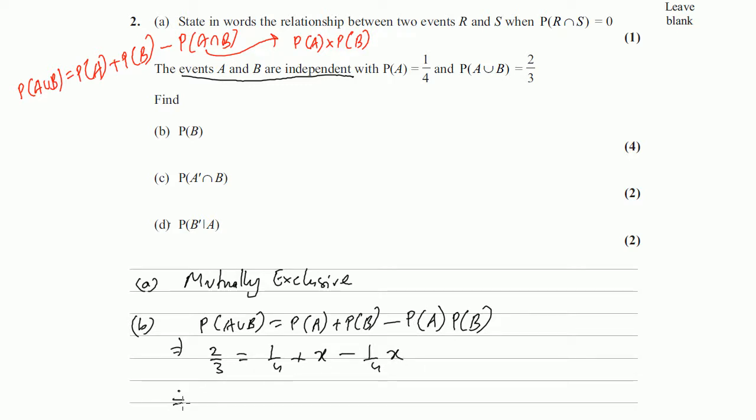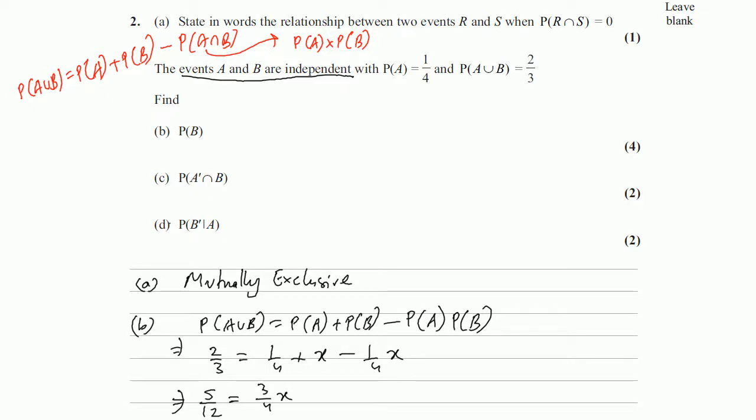So let's do the calculation. 2 by 3 minus 1 by 4 is 5 by 12. And X minus 1 by 4 X is 3/4 of X. That means from here we can find X equals 5 by 9. So that is B.